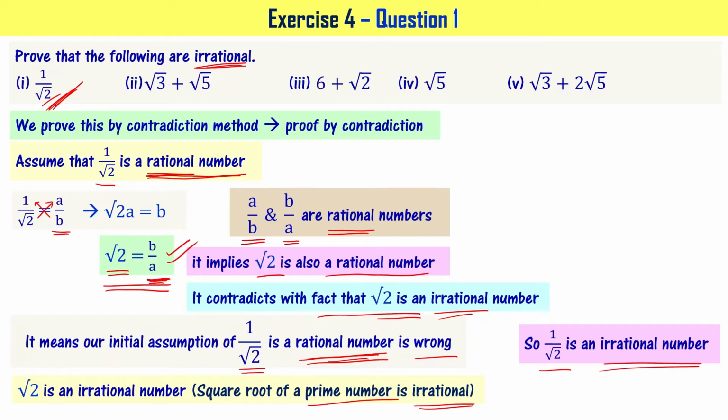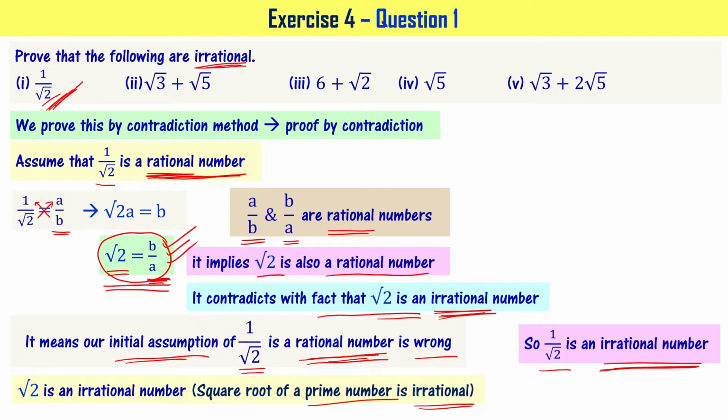We started with the assumption that 1 by root 2 is a rational number. But then this particular equation is contradicting with the knowledge we have about root 2. We know that root 2 is an irrational number, whereas this particular equation is saying that it is a rational number. That contradiction happens because of our initial assumption. Whatever initial assumption we made is wrong. That's why we can say that 1 by root 2 is an irrational number.